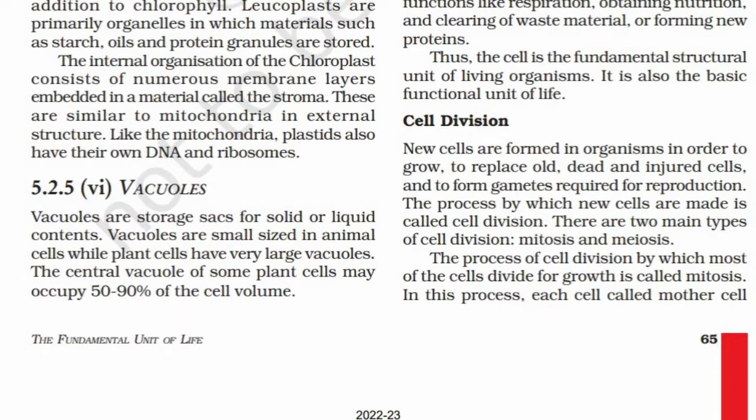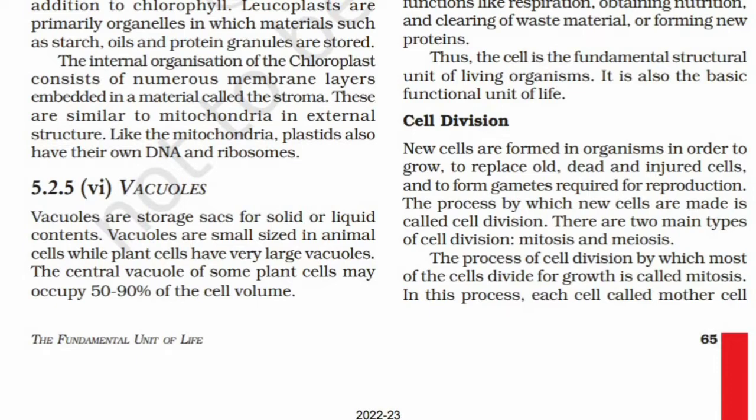The process by which new cells are made is called cell division. What is cell division? Cell division is the process by which new cells are made. There are two main types of cell division, mitosis and meiosis. This cell division is very important because new cells are needed to grow, to replace old, dead and injured cells, and to form gametes required for reproduction.